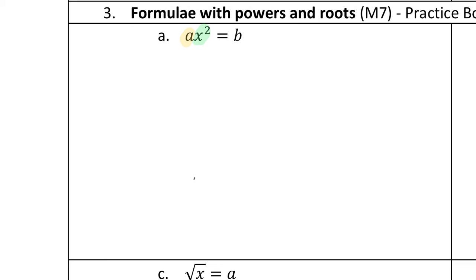So multiplying by a is the first thing that we need to reverse. The opposite of multiplying by a is clearly dividing by a, so x squared is equal to b over a. The last thing we've got to reverse is the squaring of the x, so the opposite of squaring is the square root, and you're going to have the square root of b over a, and remember it's a plus or minus the square root.